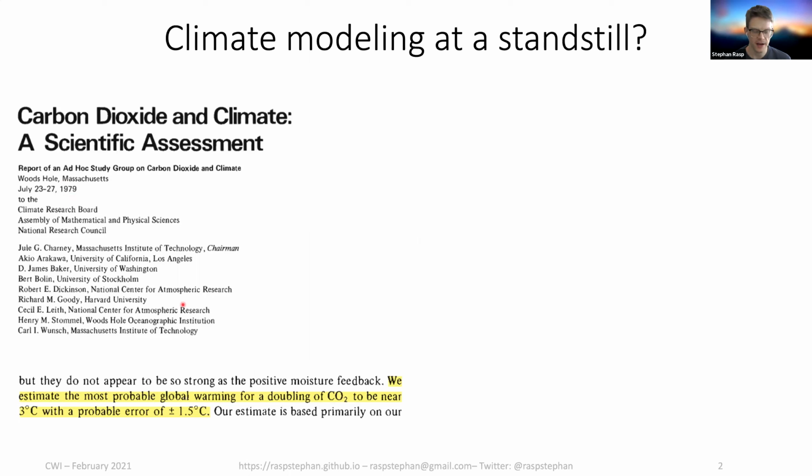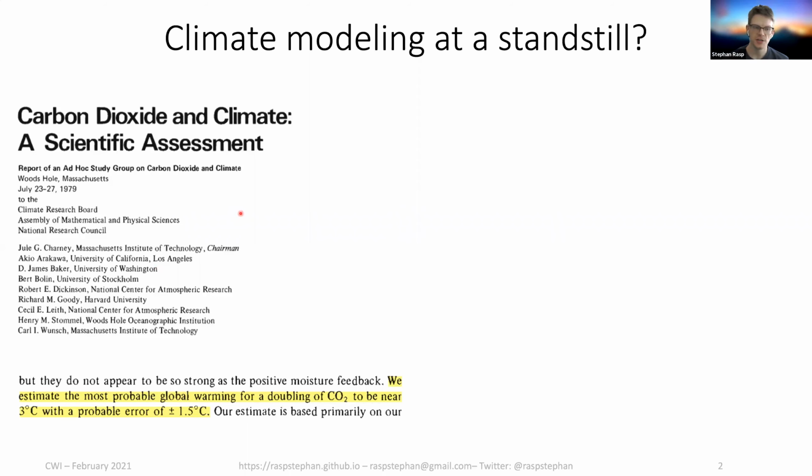And so they estimated this, this equilibrium climate sensitivity is what this quantity is called, to be around 3 degrees with a probable error of plus minus 1.5 degrees. And if you think about it, this 3-degree error span, that's quite a lot, because inversely, this gives you a lot of uncertainty about how much more greenhouse gases can we emit before we reach a certain threshold, for example, the 2-degree goal. So this was 40 years ago.